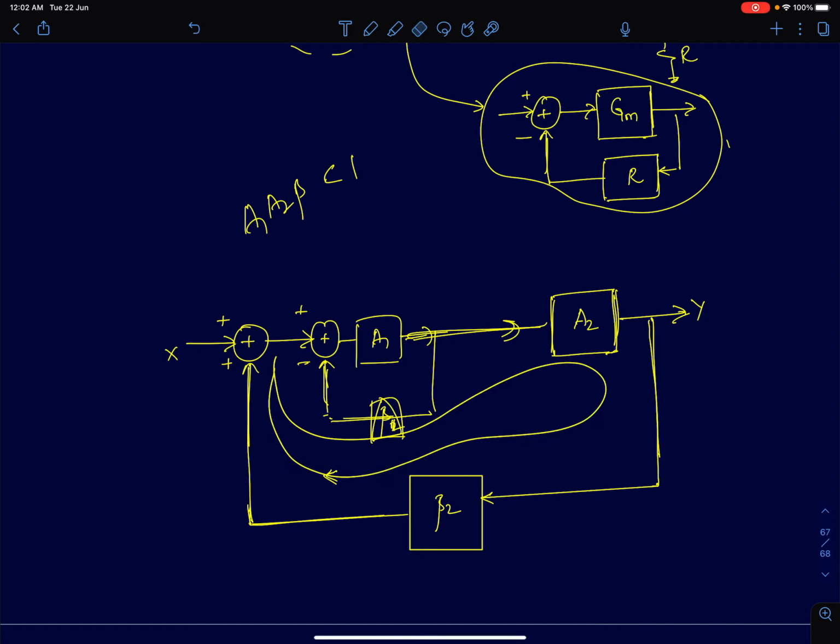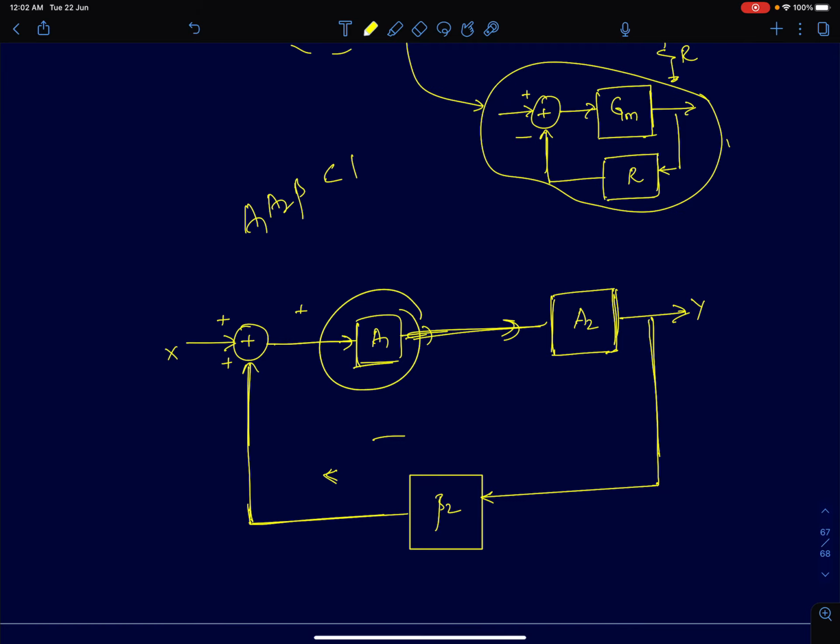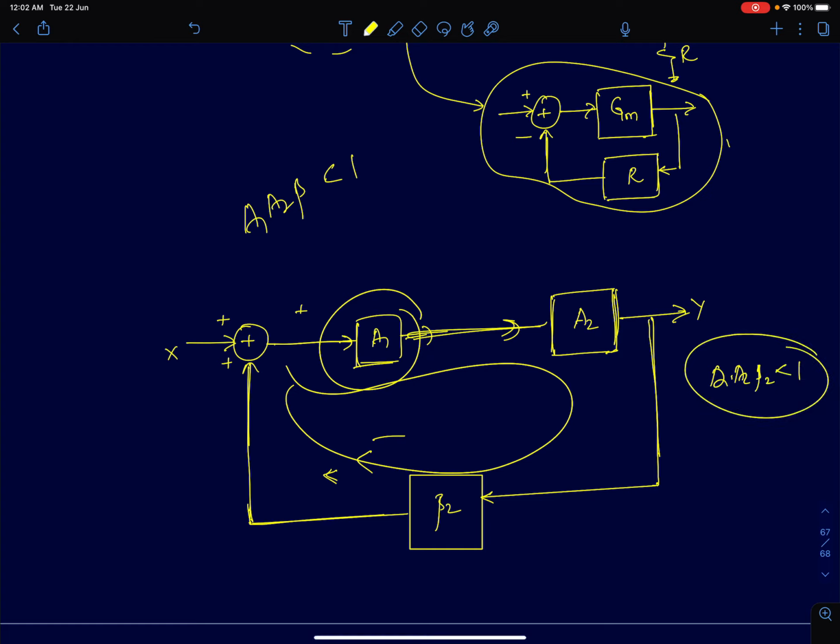This local negative feedback loop can be reduced to a single transfer function, or just some gain A1. Now for this overall system to be stable, you have to ensure A1, A2 into beta 2 should be less than 1. Because there is positive feedback in this loop, this condition has to be satisfied. So that's it. We'll talk in greater detail about the stability of negative feedback systems in the upcoming lectures.